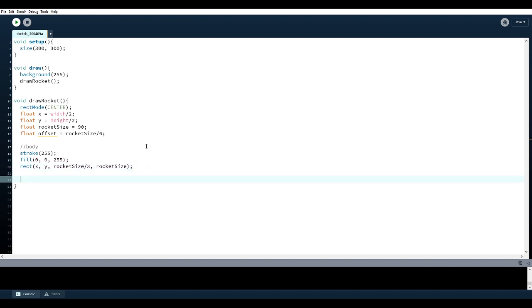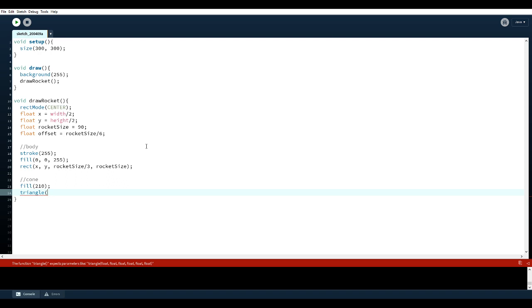And so what we're going to be doing next is the cone. So we're going to make a fill of 210, just so we have a little different color, and a triangle. And that triangle, we're going to kind of give some aspects to.